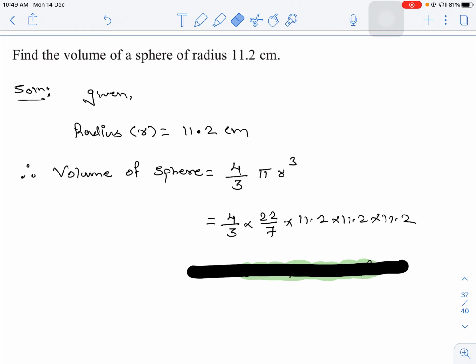So in the next step we get 4 upon 3 as it is. Now the value of pi depends on you. If any number is cancelling, prefer 22 upon 7, or you can go with 3.14. So we get 22 upon 7 into, now the value of r is 11.2, and since it is r cube, we write 11.2 three times. After doing all the calculations, we get our final answer: the volume of a sphere equals 5887.32 centimeter cube. Remember that we are finding volume, so here the power of the unit will be cube.